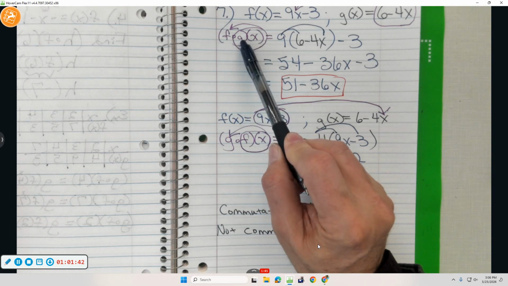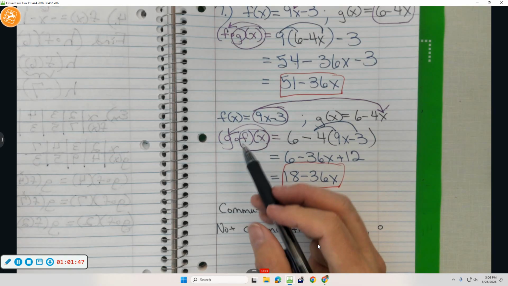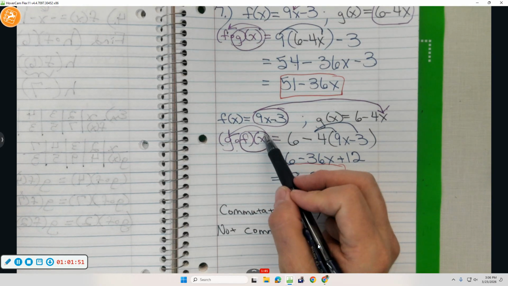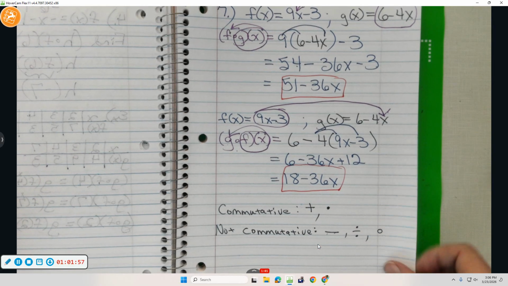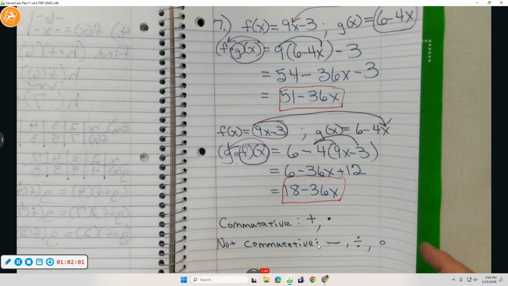F composed with G, you're plugging G into F. G composed with F, you plug F of X into G. Any questions there? Let's find another composition.